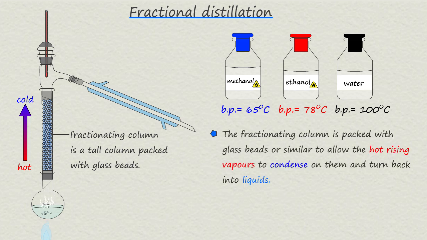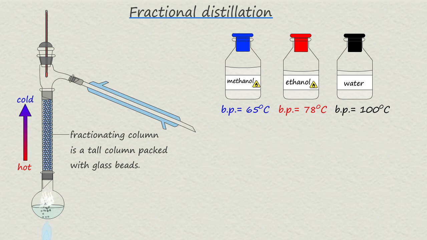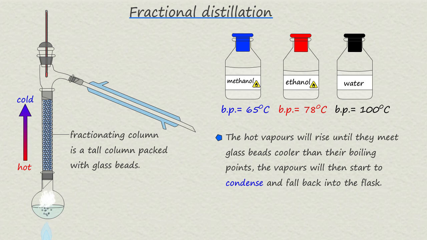The thin fractionating column can also be filled with glass beads or balls, which will also provide a large surface area for the evaporating liquids to condense upon. So initially, if the mixture of three liquids in the round bottom flask is heated, then the methanol will evaporate first, and so will some of the ethanol, and even a little bit of the water is likely to evaporate too. These hot vapours will then rise and enter the fractionating column. Now, as soon as these vapours hit any glass beads in the fractionating column at a temperature lower than their boiling points, they will simply condense and form liquids which will drop back into the flask.